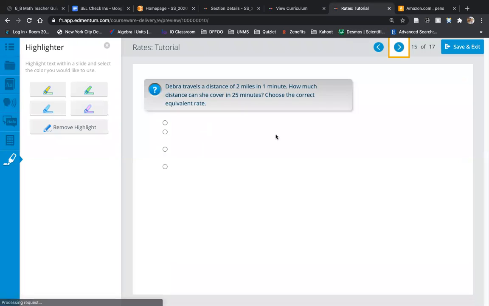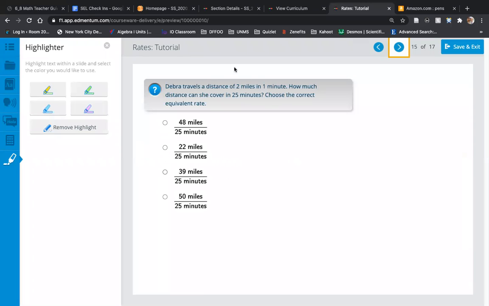Okay, so almost done with the slides here, right? This is an example. Again, I don't want to do all the work for you, but I'll help us set it up, right? So it says that Deborah is traveling a distance of 2 miles in 1 minute. How much distance can she cover in 25 minutes, right? And people might think about these differently. There's different ways to answer them. Always start by setting up some ratios. So I can see here, these ratios are all in miles over minutes. So looking at this here, I can see that her ratio is 2 miles in 1 minute.